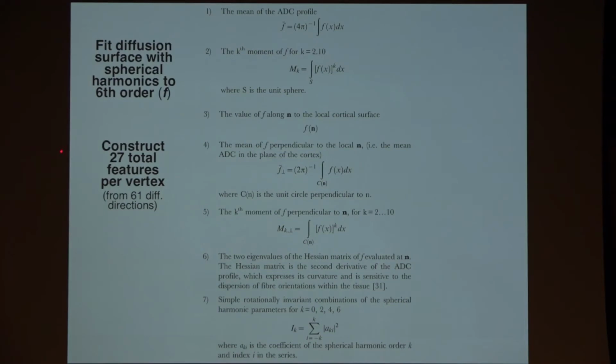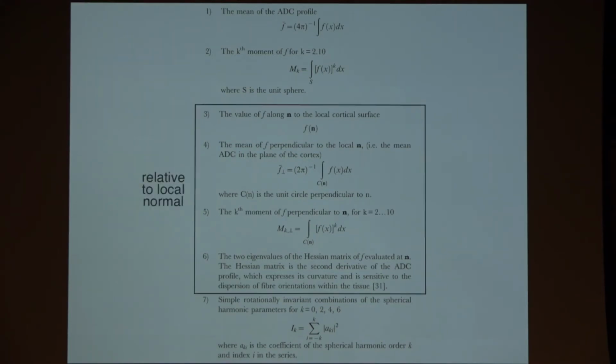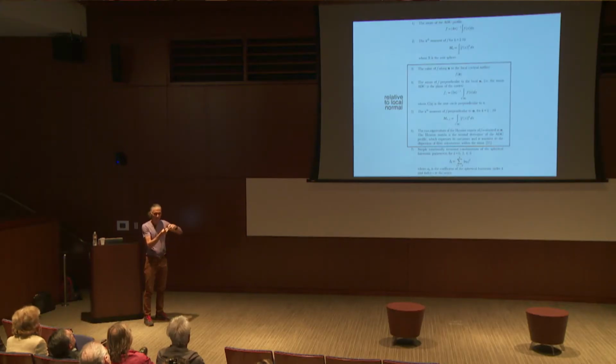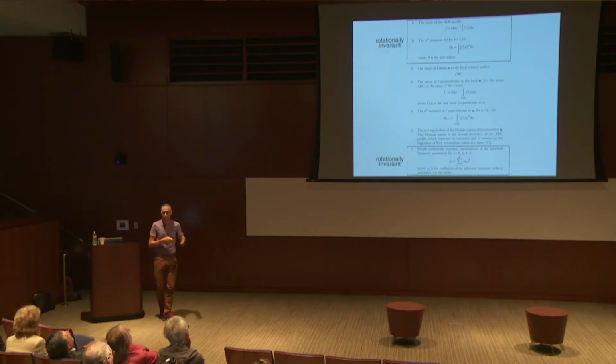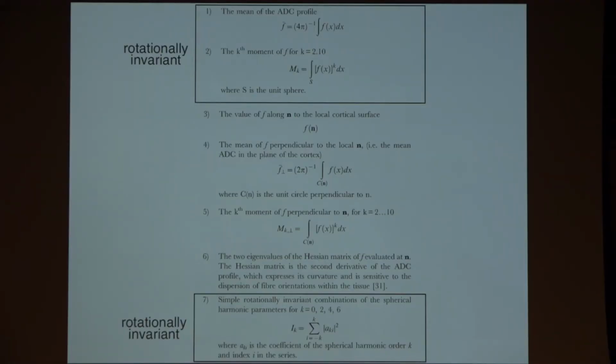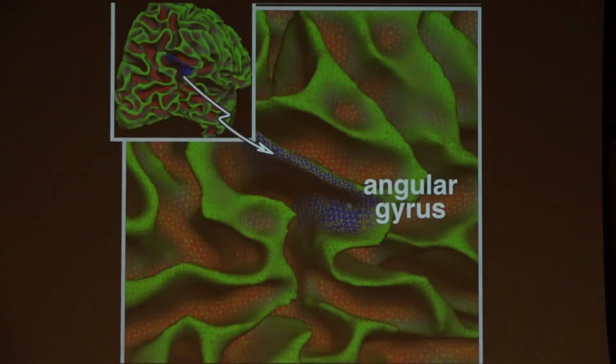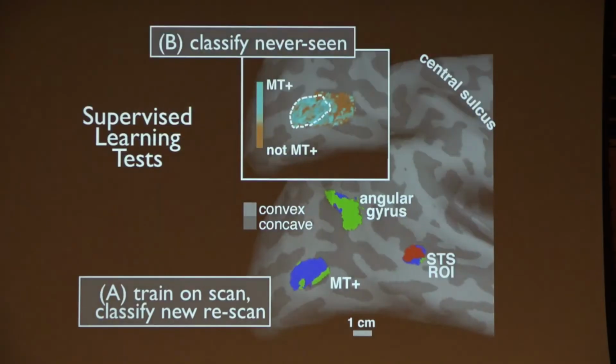And you can do what many people do, fit the diffusion surface with spherical harmonics and then try to make features, some of which are relative to the local surface normal. So you could detect whether an area has more tangential than radial diffusion or vice versa. This is way too many features. Some of these are rotationally invariant, but it's way too many features. We just want to make sure that we covered all our bases. And if you take a couple areas like that, you can recognize them in a second scan. So if you train on one scan, you can recognize them very, very well in a second scan.